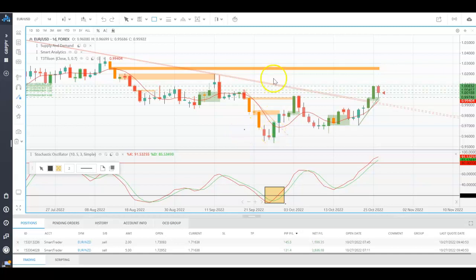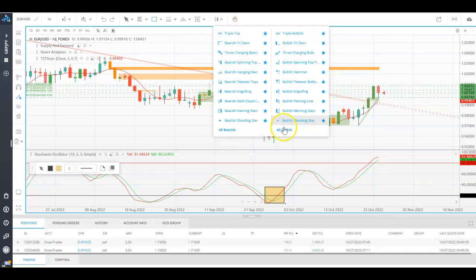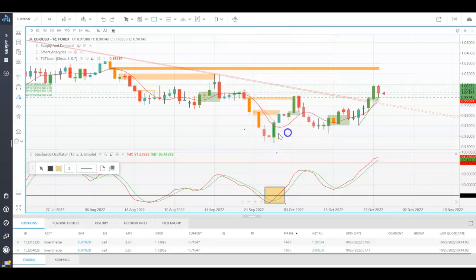So that is a bullish engulfing candle, and it is right here. It's over here somewhere. There it is, bullish engulfing candle. It's highlighted for me, and if I put my mouse over that candle, it says bullish engulfing candle. So this is a high probability trade.